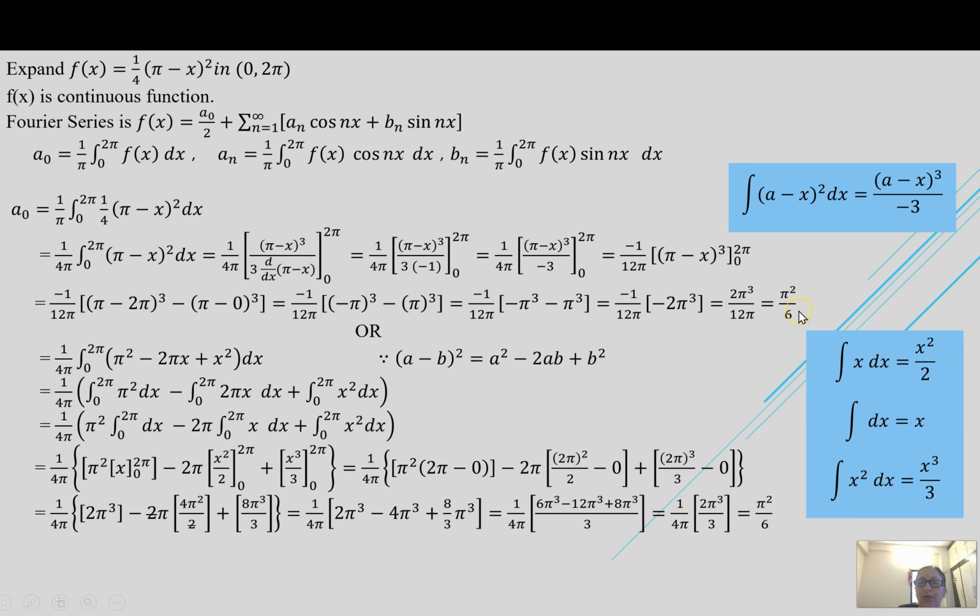Here also a naught equal to pi square by 6. You can use which method? If you feel first method is easy, you can apply, you can use this. Otherwise, you can use even this method to evaluate a naught. So after evaluating a naught, we have to find an.